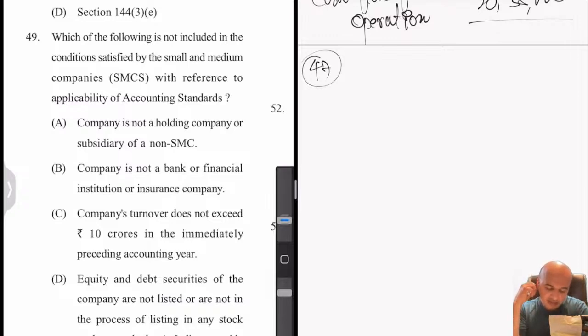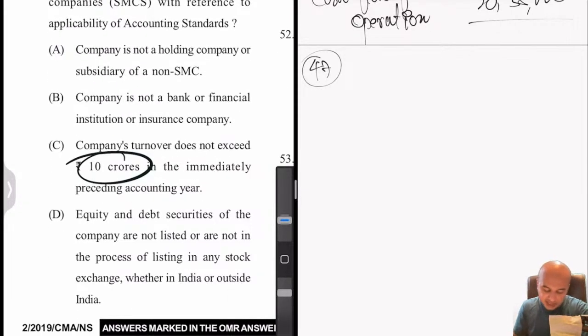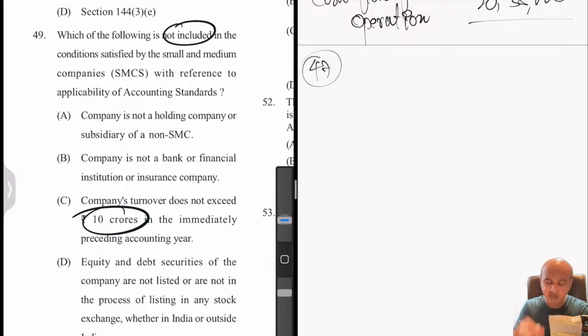So now they are asking which of the following is not included in the conditions to be satisfied by SMCs with reference to applicability of accounting standards. Company is not a holding company or a subsidiary of a non-SMC. Company is not a bank or a financial institution or insurance company. Company's turnover does not exceed 10 crores in the immediately preceding accounting year. Equity and debt securities of the company are not listed or are not in the process of listing in any stock exchange, whether in India or outside India.